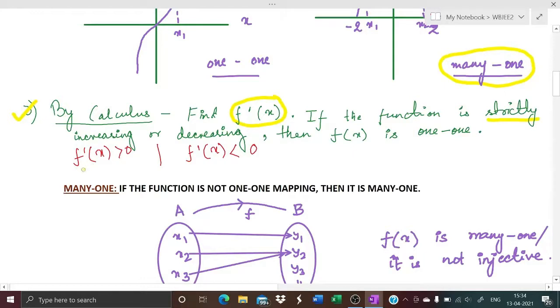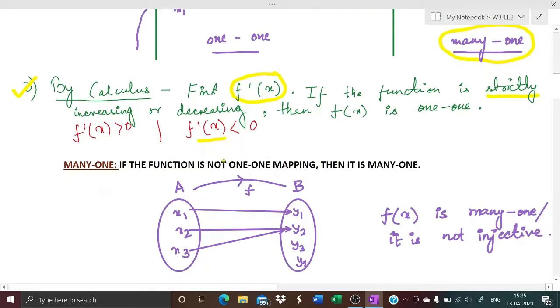That means whether your f dash x is greater than 0 or your f dash x is strictly less than 0, not less than or equal to. Since it is strictly increasing or decreasing, you have to check whether it is strictly greater than or strictly less than 0. If the first derivative comes out to be any one of these two, then your function is a one-one function or injective function.